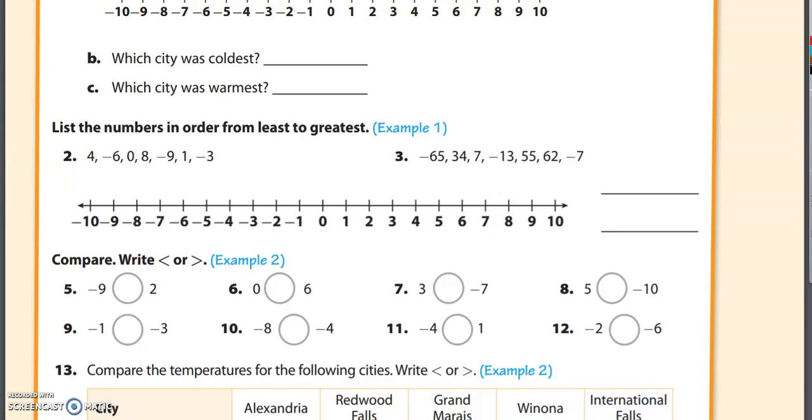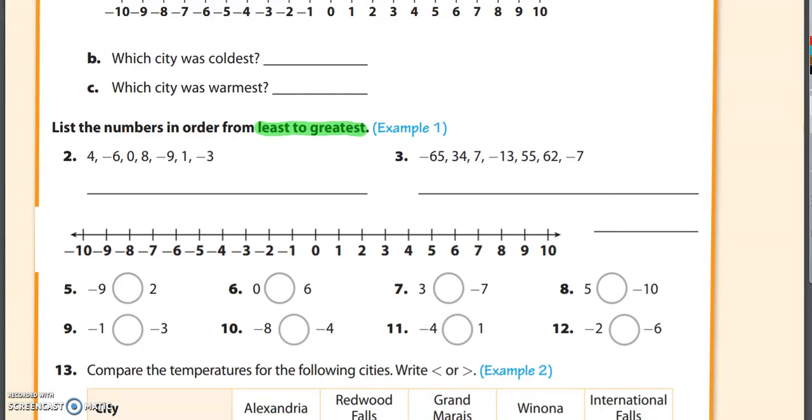The directions read, list the numbers in order from least to greatest. Now, you don't need a number line for this, but if you had one, it would make it a little bit easier. So check this out. Least to greatest means what we do is we put them on a number line. So 4 would go here, and -6, and 0, -9, 1, and -3.